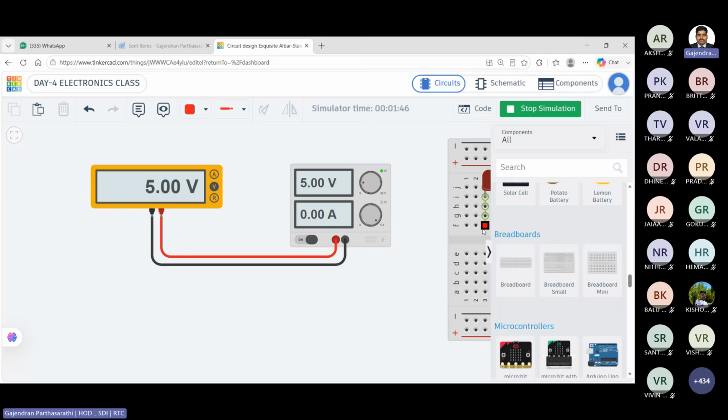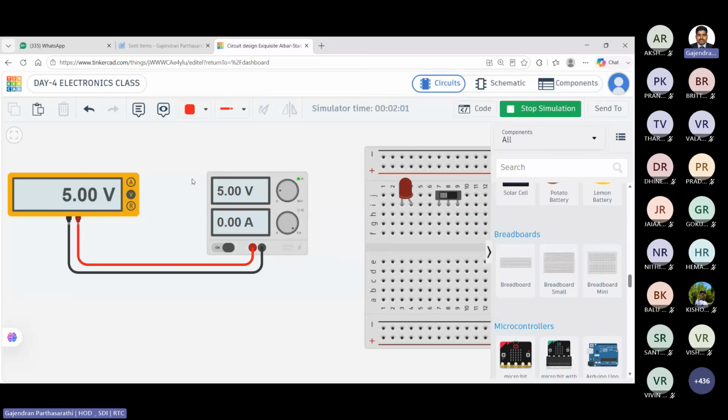Muhammad Saria asks, is there an inbuilt voltmeter and ammeter, then why do we use a separate meter? Very good question. In this power supply, we have an inbuilt voltmeter and ammeter. I will tell you why we are using a separate voltmeter. Now, don't deviate. Jump to my previous question.